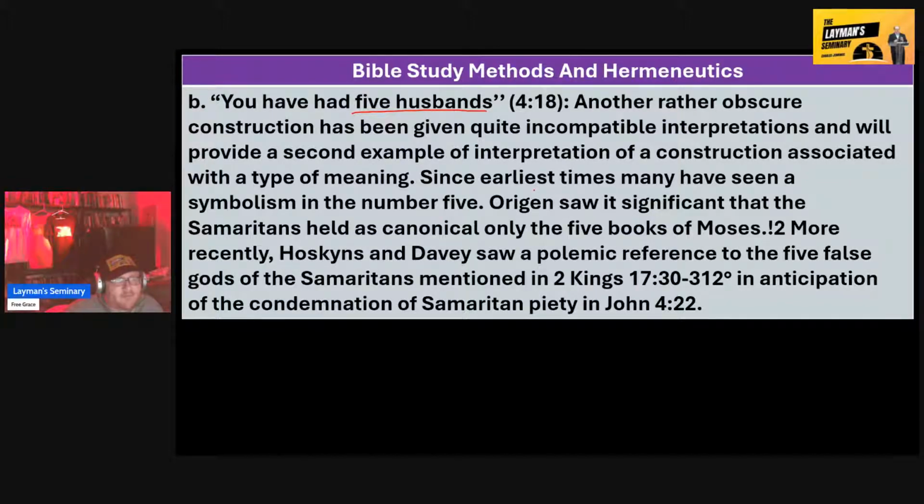Another rather obscure construction has been given quite incompatible interpretations and will provide a second example of interpretation of a construction associated with a type of meaning. Since earliest times, many have seen a symbolism in the number 5. Origen saw it significant that the Samaritans held as canonical only the 5 books of Moses. More recently, Hoskins and Davies saw a polemic reference to the 5 false gods of the Samaritans mentioned in 2 Kings, in anticipation of the condemnation of Samaritan piety in John 4:22.